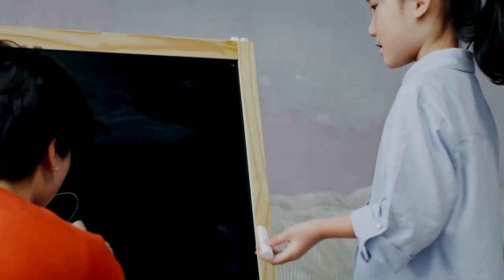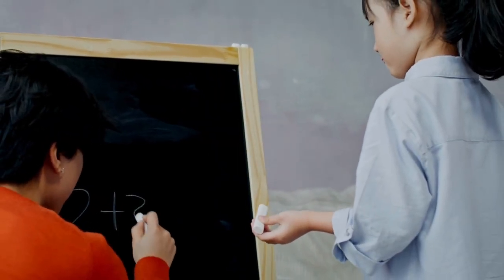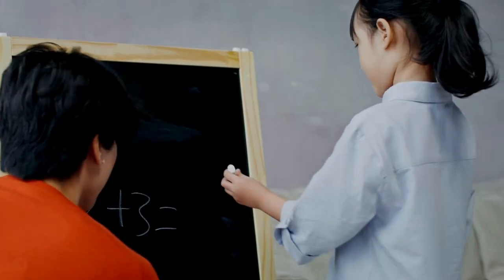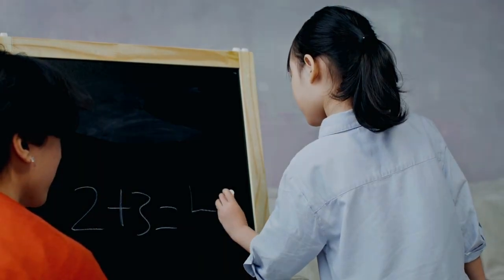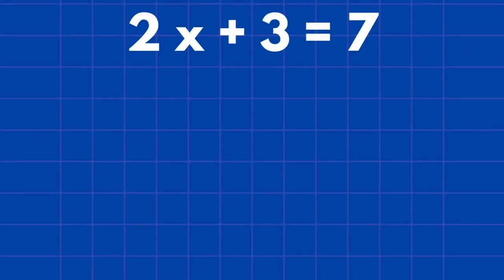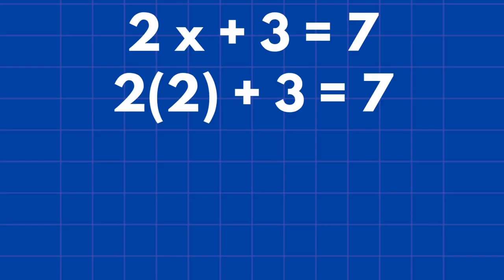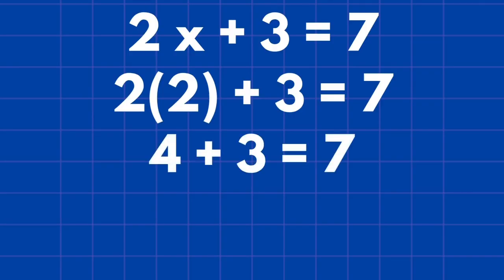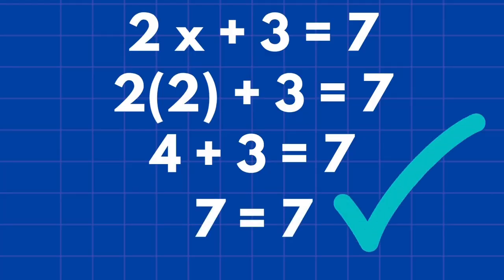To prove we are right, we can go back and plug 2 into our original equation to see if both sides equal each other. We start off with our original equation and replace x with our answer 2. So we have 2 times 2 plus 3 should equal 7. 2 times 2 is 4, plus 3 gives 7, which proves that our answer is correct.